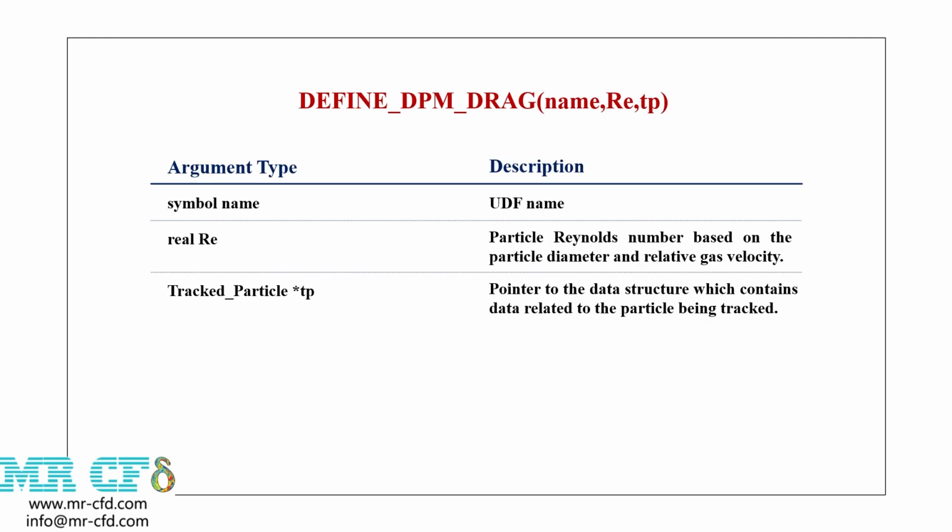This macro is represented using three arguments. The first argument indicates the name of the desired function. The second one represents the Reynolds number of the particle in terms of the particle diameter and the relative fluid flow velocity. The third argument points to a data structure that contains information about the tracked particle.